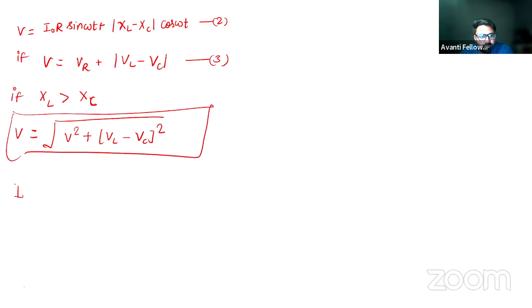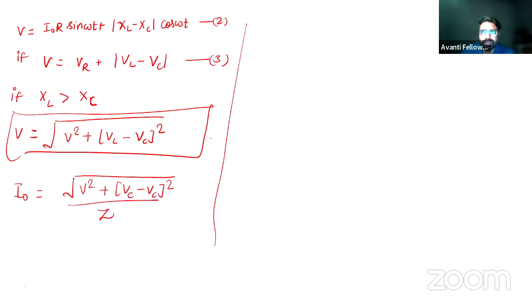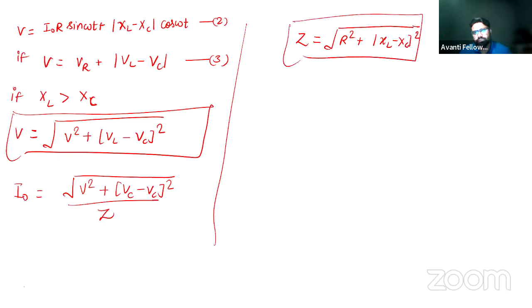And if you talk about the current, it will be the square root of VR square plus (VL minus VC) whole square, divided by Z. और Z भी कैसे हम denote करेंगे यहाँ पे, Z is also given by the square root of R square plus modulus of (XL minus XC) whole square. So suppose XL is greater than XC, then the circuit will behave as a purely inductive circuit. If XC is greater than XL, then the circuit will behave as a purely capacitive circuit.